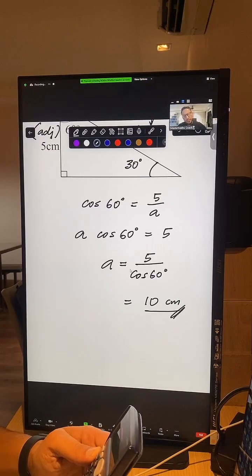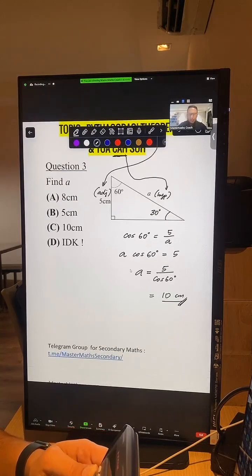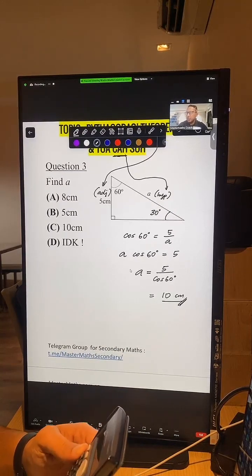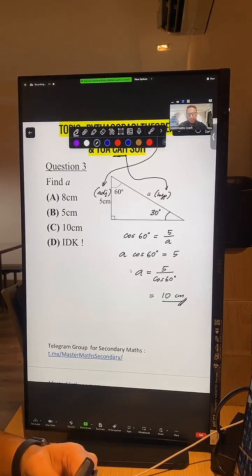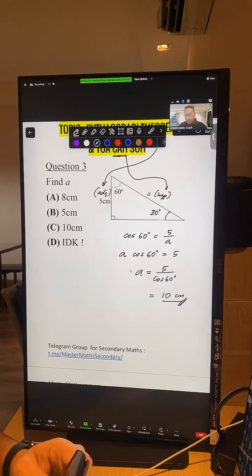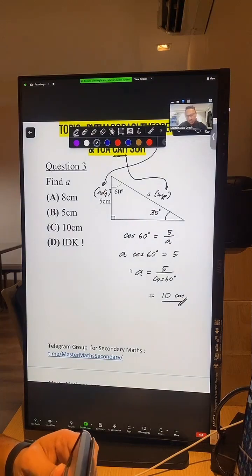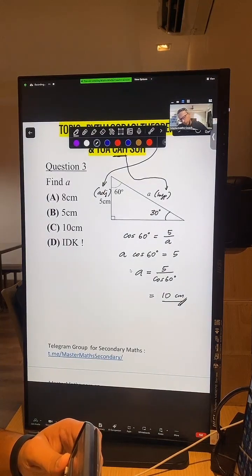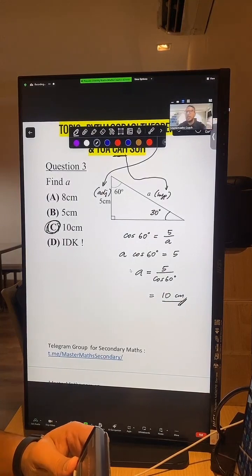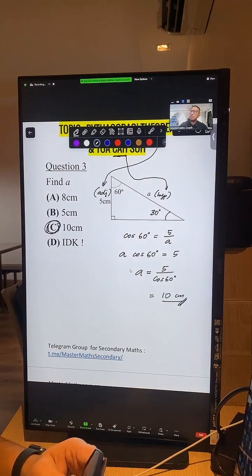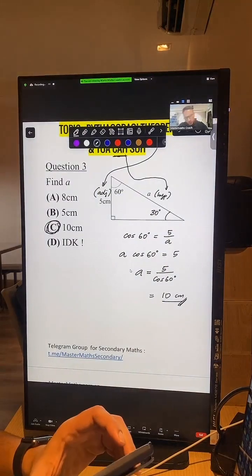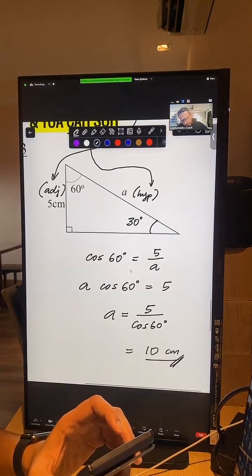Don't forget your units. If you are doing this in your exam, that means this is not MCQ, open-ended, all this, remember, very important, must include your units. Don't just put the number 10. Make sure you put 10 cm. Simple, right? So now we know that this is 10 cm.